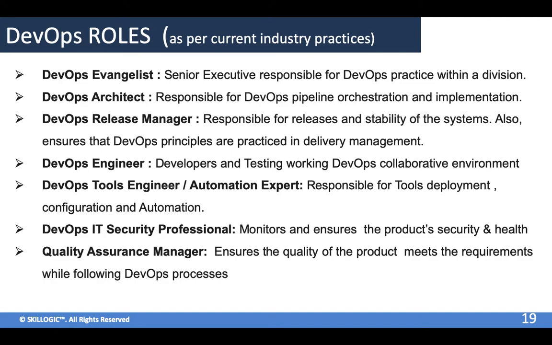Quality assurance manager ensures the quality of the product meets the requirements while following the DevOps process. And these are the people who are also very important, the quality assurance. At the initial stages of DevOps practices, when we are transitioning to DevOps, there will be a lot of quality issues, because there will be a lot of confusion.